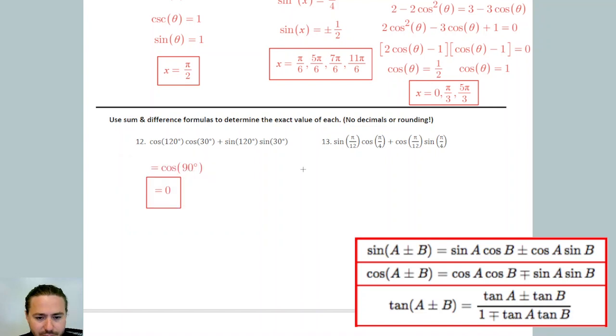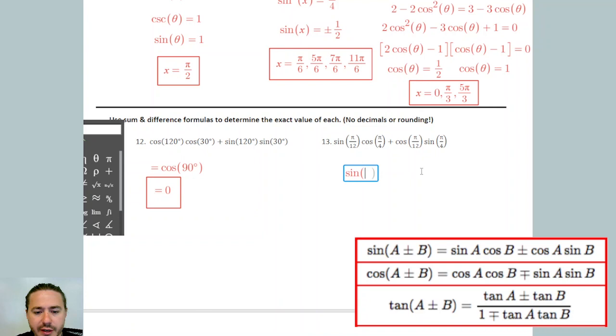Okay, number 13, same kind of deal. We've got a sum formula first of all. And since it's sine, cosine, cosine, sine, I see that's going to be sine. So that's going to be sine of the first angle plus the second angle. So sine of pi over 12 plus pi over 4.